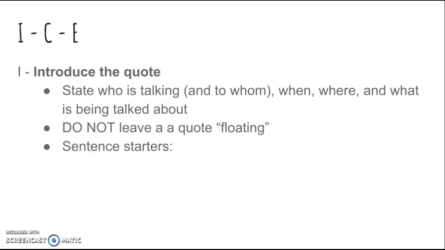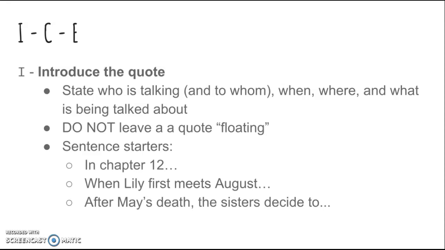If you were just to put in there, "look out for the train" as a standing sentence, we're like, okay, but who said that? Who are they saying it to? What's happening in the book? We don't really understand. You have to introduce it in the same sentence. So for example, you could use: In chapter 12, Lily says, "look out for the train." Or: When Lily first meets August, she tells her to look out for the train. After May's death, the sisters decide to look out for the train. Okay, make sense?